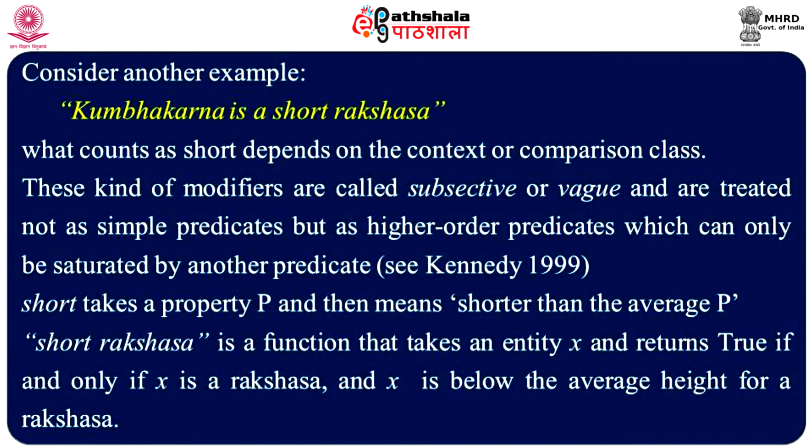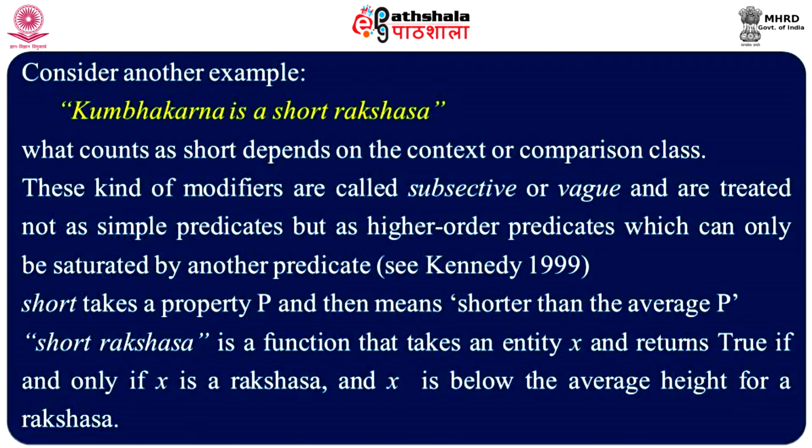When short is combined with Rakshasa, the comparison is restricted to only other Rakshasas. In intersective modification, on the other hand, the comparison is with any relevant set and not just Rakshasas, as in the sentence Kumbhakarna is short. These kinds of modifiers are called subsective or vague and are treated not as simple predicates but as higher order predicates which can only be saturated by another predicate.